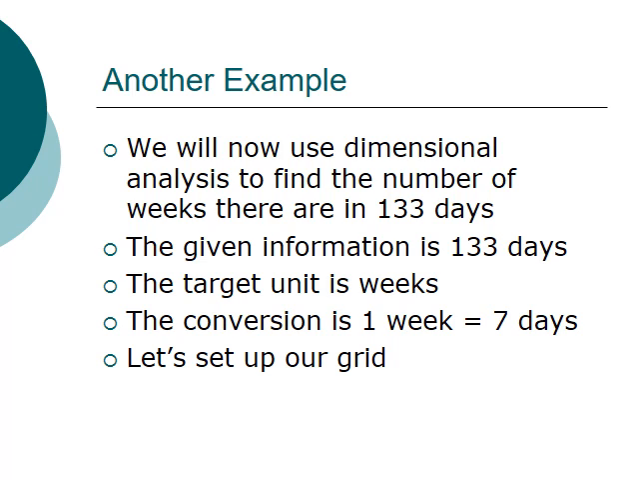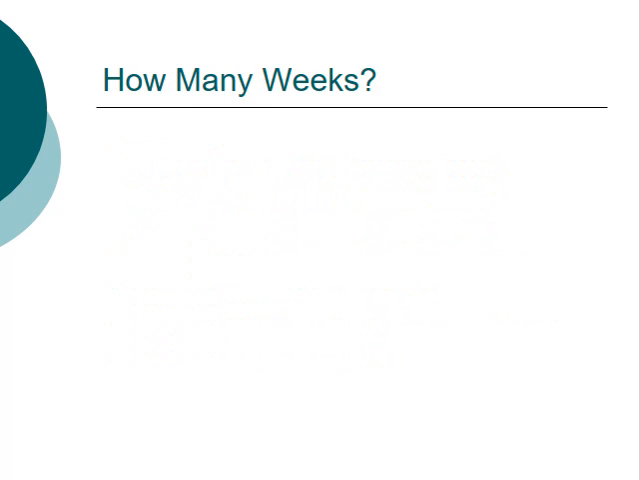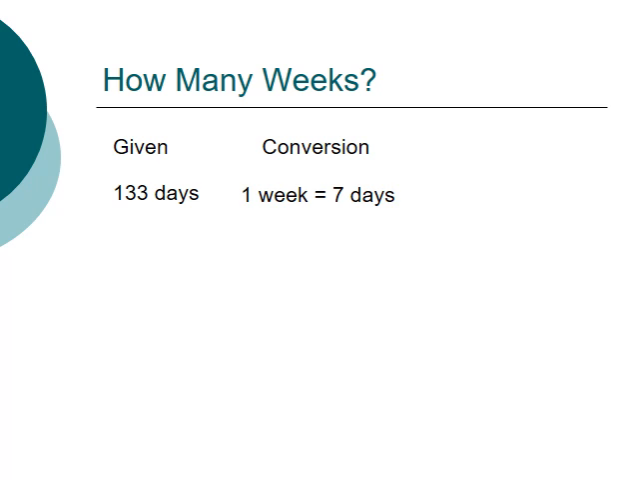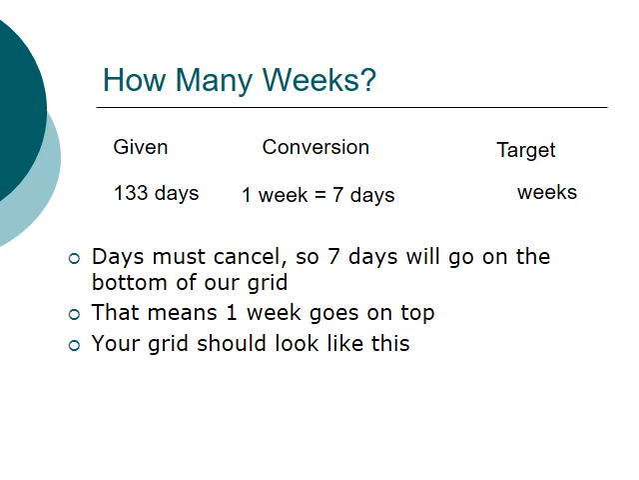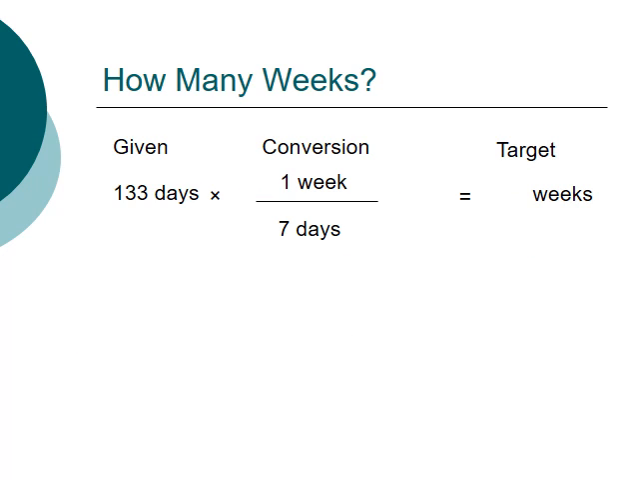Let's set up our dimensional analysis grid. Given 133 days, conversion factor 1 week equals 7 days. Our target unit is weeks. Now we want days to cancel, so when we set up our conversion grid, days will go on the bottom. Weeks is our target unit, that will go on top. So your grid should look like this. Days cancel.